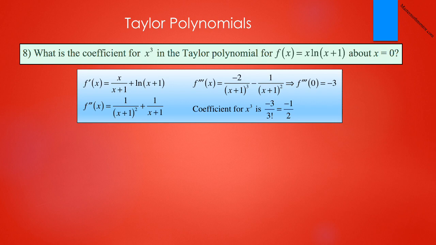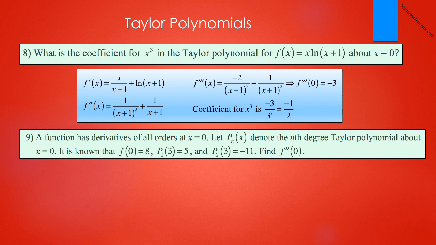So we take our derivatives. F prime of x by the product rule is x over x plus 1 plus the natural log of x plus 1. The second derivative is 1 over (x plus 1) squared plus 1 over x plus 1. And the third derivative is negative 2 over (x plus 1) cubed minus 1 over (x plus 1) squared. So the third derivative at 0 is equal to negative 2 minus 1, which is negative 3. So the coefficient for x cubed is negative 3 over 3 factorial, or negative 1/2.